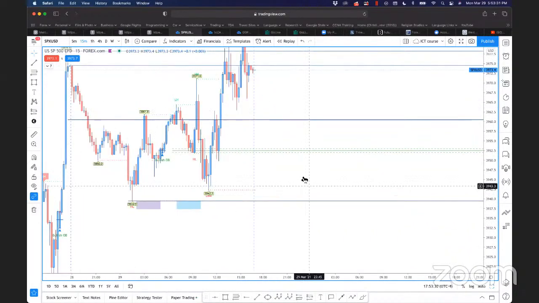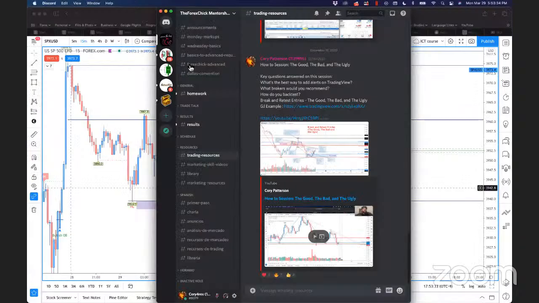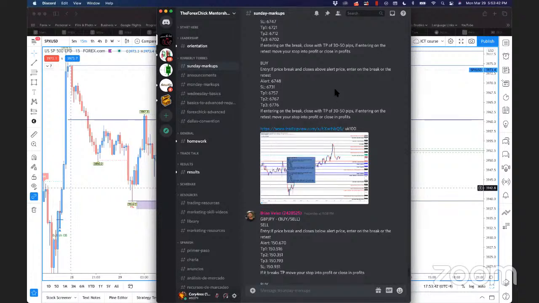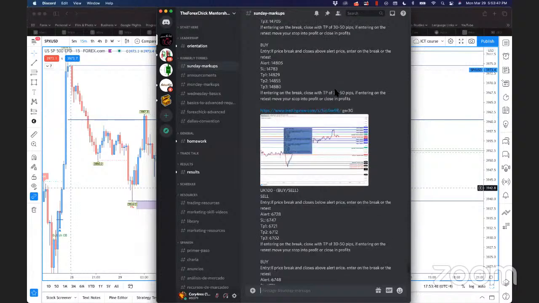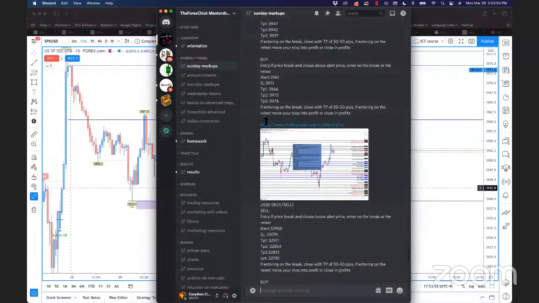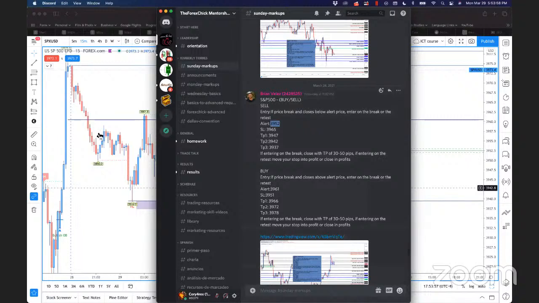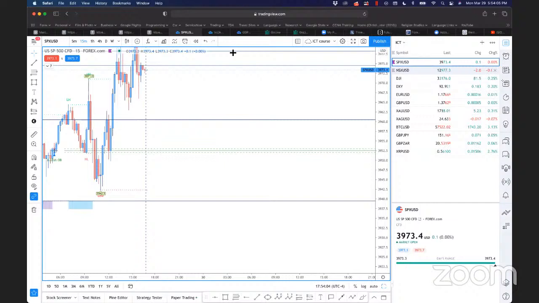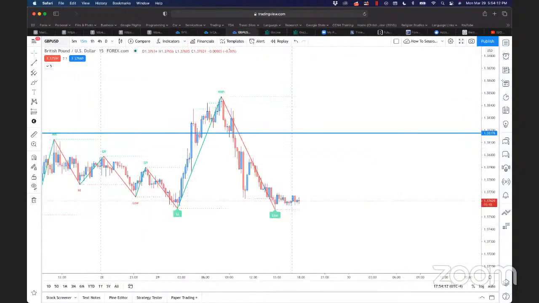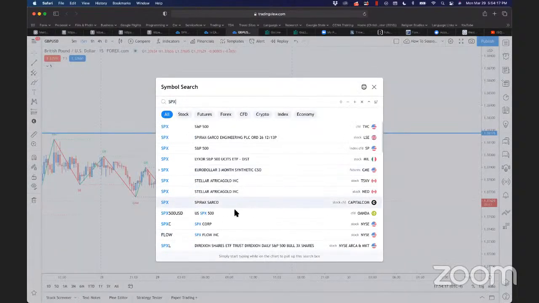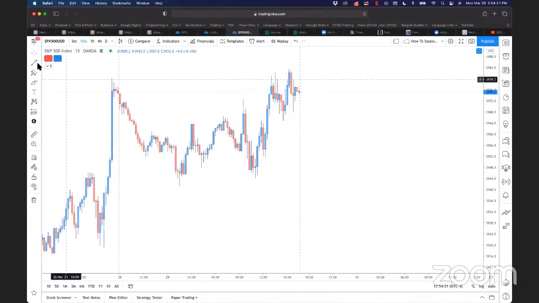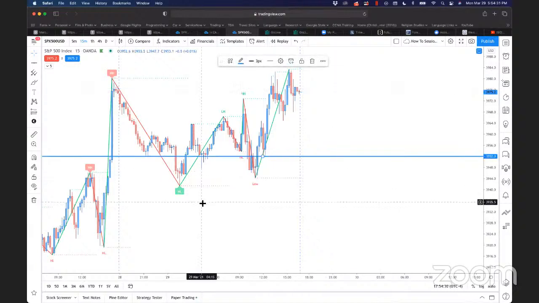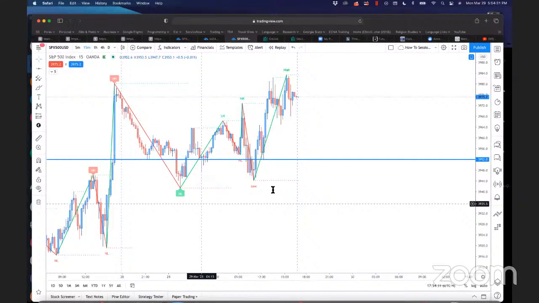The trade setup for last night was Sunday markups: gold, GJ, UK 100, NAS, US 30, SPX. So 39.52. I'm going to switch charts. So 39.52 here. And then the buy is 39.61.